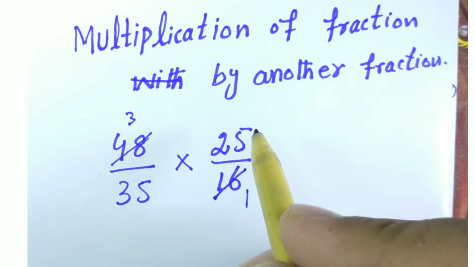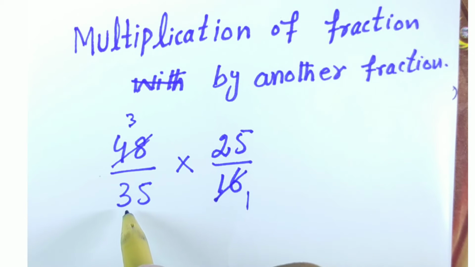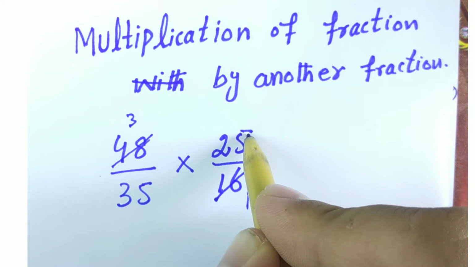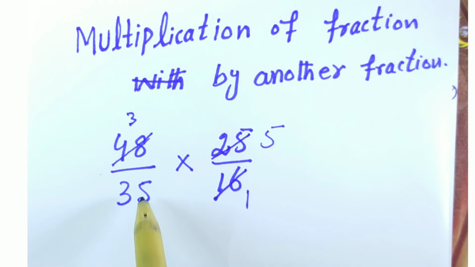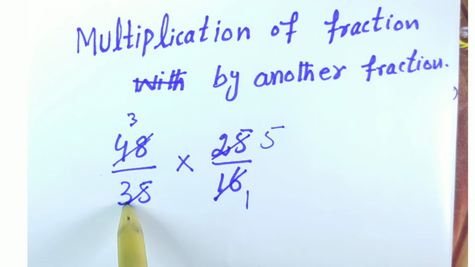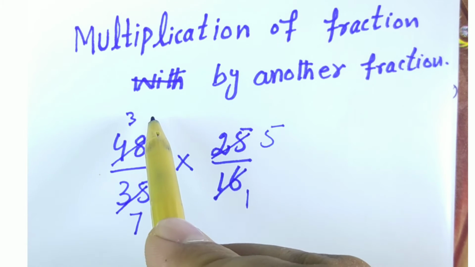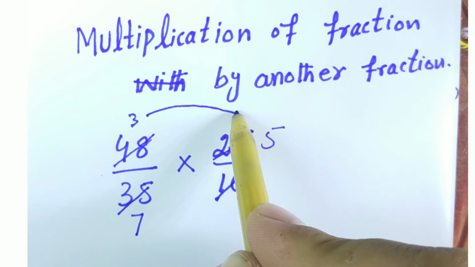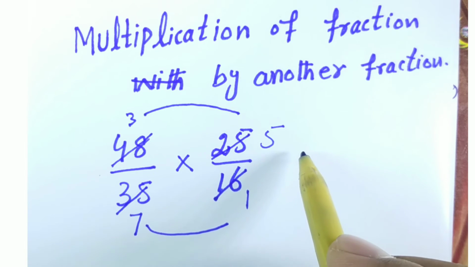Now friends, this numerator cut with this denominator. 5 fives are 25 and 5 sevens are 35. Now friends, 3 multiply with 5 and 7 multiply with 1.